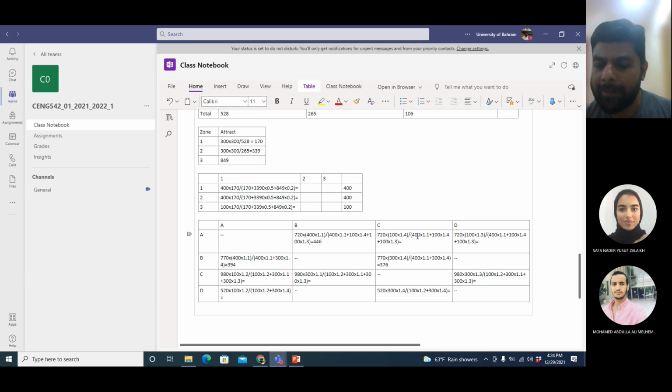Okay, and then divided by, again, the current trips between, for each row then. Okay, for each row, I'm taking the summation. So 400 into 1.1 was the number between A to B, and then 100 into 1.4 was the number between A to C, and then 100 into 1.3 was the number between A to D. So in the denominator, the summation is for the complete row.